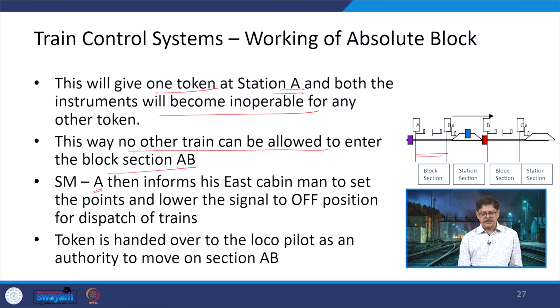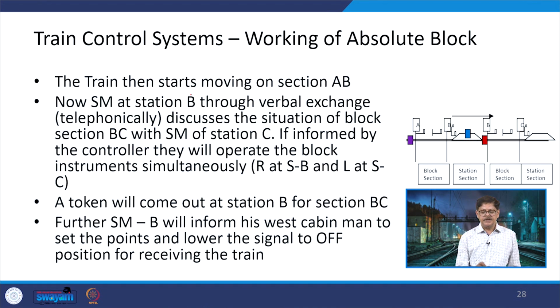Now, the station master at A informs the east cabin man to set the points and lower the signal to the off position, sorry, to dispatch the train from here, because now the train is going to move forward towards station B. The token is handed over to the loco pilot as an authority to move on section AB. The train starts moving on section AB, so towards B it is going. This is how the position will come.